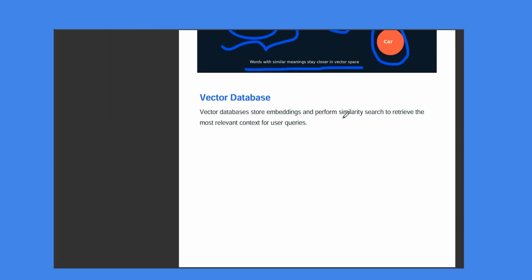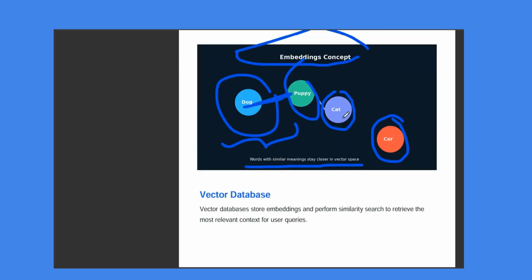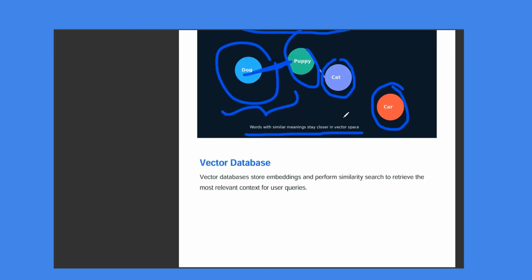Okay, and now once these embeddings are created, we obviously need some place to store them, right? And that is where a vector database comes in. The main job of a vector database is similarity search. And this is where the actual magic starts happening.